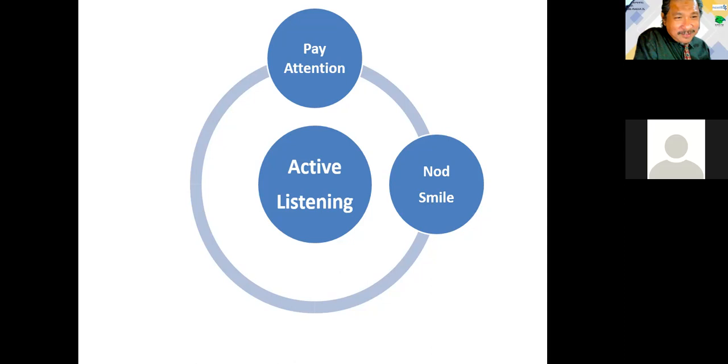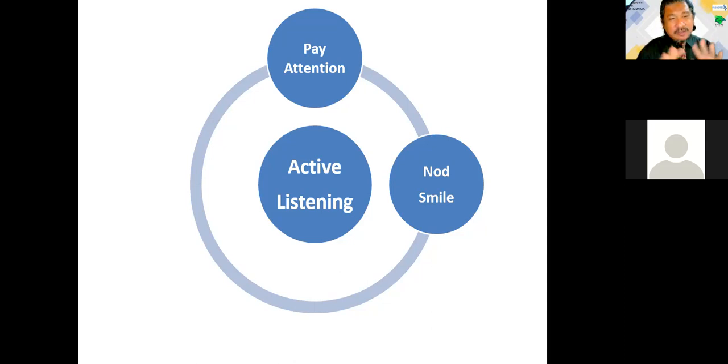Jadi angguk-angguklah. Okay. If the situation is suitable, then you should also smile in the direction of the speaker. Jadi kalau keadaannya adalah sesuai, maka kita perlu senyum dan pandang ke arah orang yang sedang menyampaikan. Smile if it is suitable.